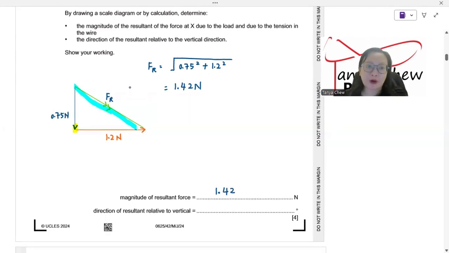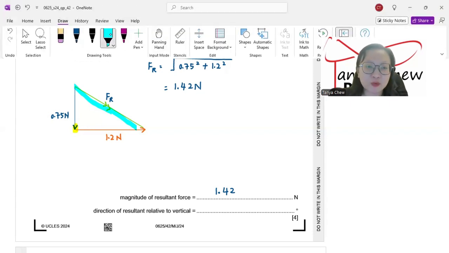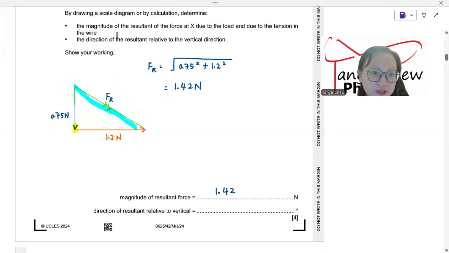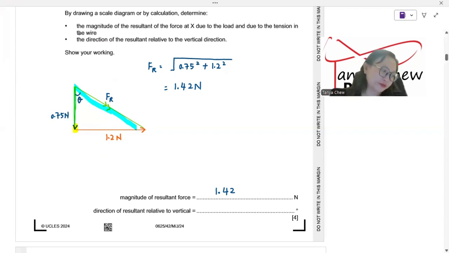Right? And the second part, the direction of the resultant relative to the vertical direction. So I have already highlighted my resultant and which is the direction that is relative to vertical. Which one is vertical? This is called vertical direction. So the direction is actually the angle. So the angle is actually this angle over here that you have to draw. So since I didn't draw my scale diagram again, I am going to use the Pythagoras theorem again. Wow, this guy is very, very useful, the theorem.